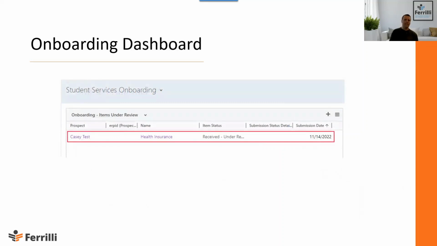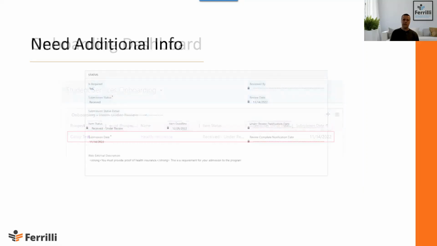Okay, so let's take a look at another scenario. Let's say I'm the student and I go out there on the CX site and process another document. I upload another document, but this time it's for my health insurance. This time when that item gets set, we see that the item status is under review. Let's click into that record to check that one out.